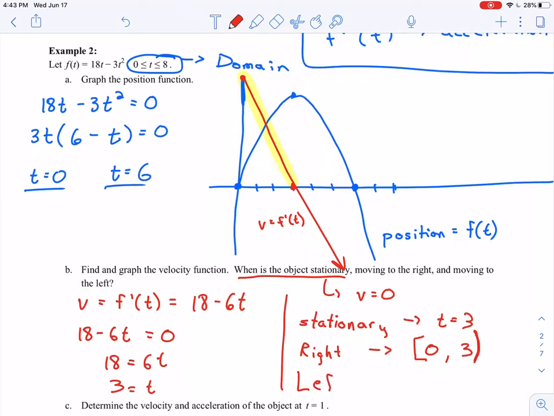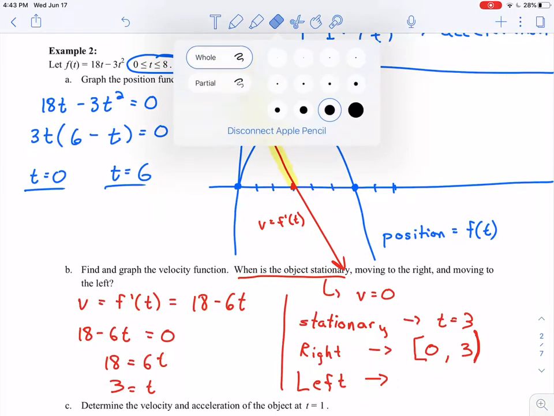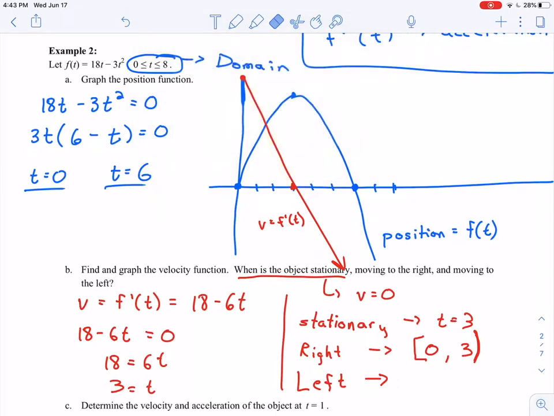Moving to the left, in this case we're looking at where my velocity is negative. Whoops, let's get rid of that highlight. Where's my velocity negative? Well, if it's not between 0 and 3, and it's not at 3, it's probably after. Looking at my graph, after 3, my velocity graph has a negative y value. So if my velocity is negative, it's moving in the negative direction, which I'm going to assume is to the left here.